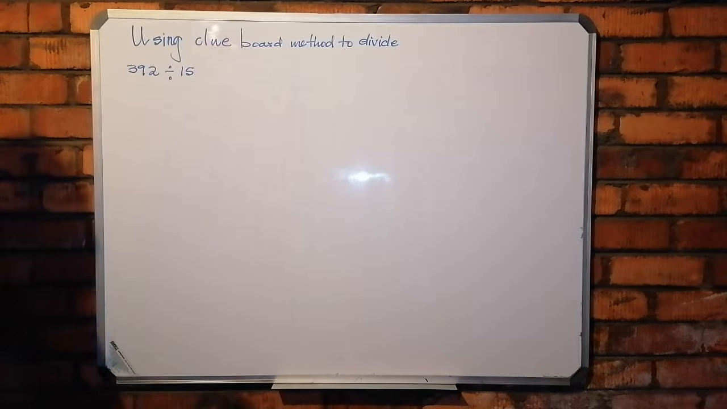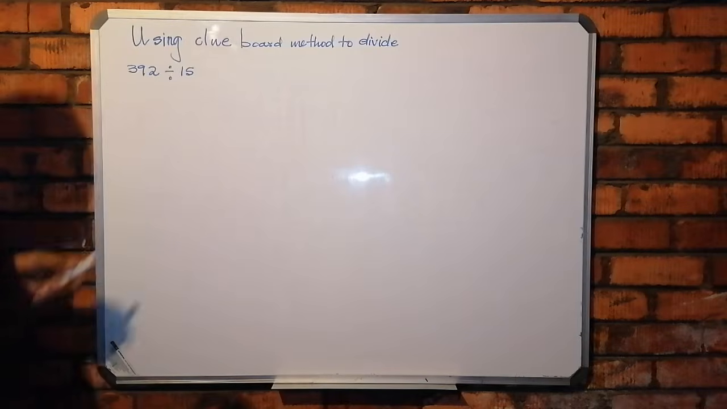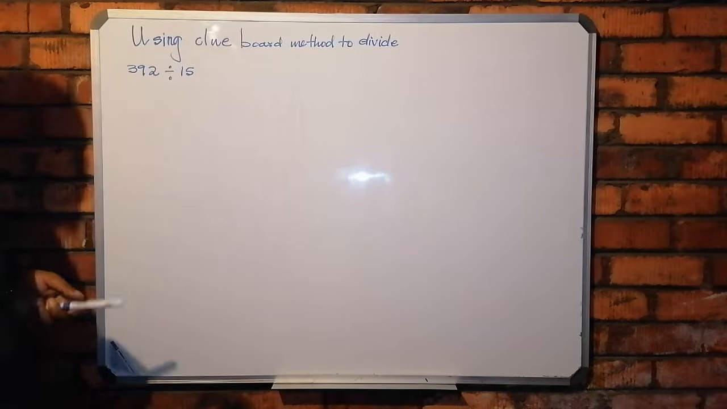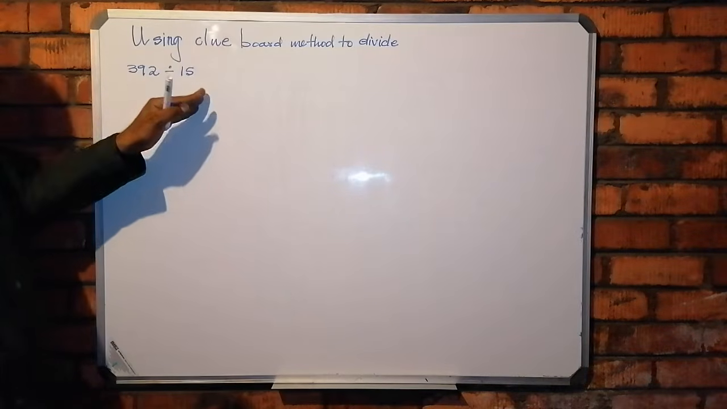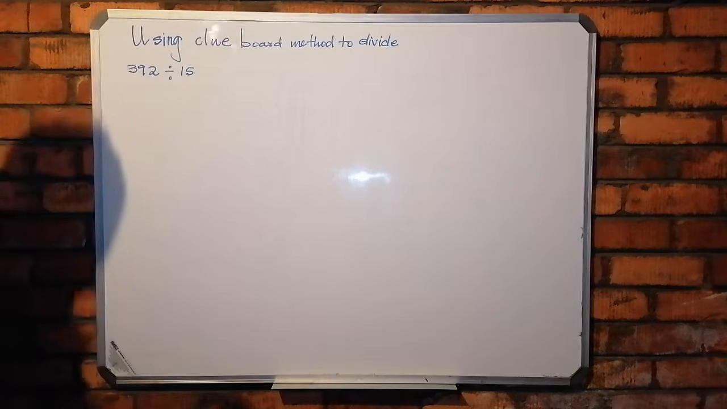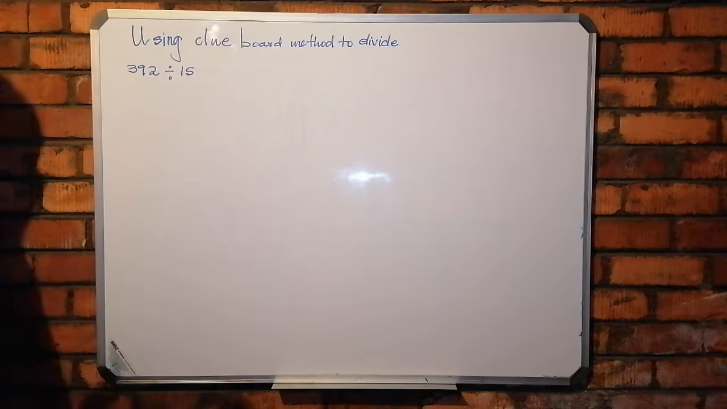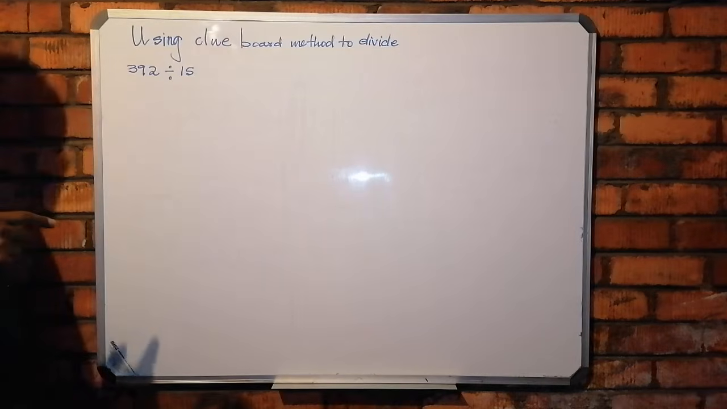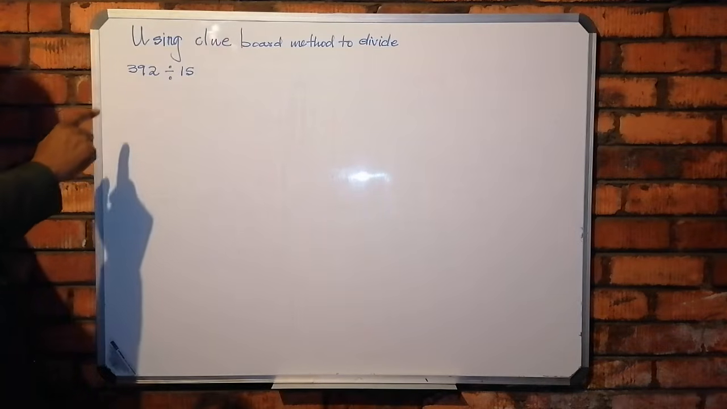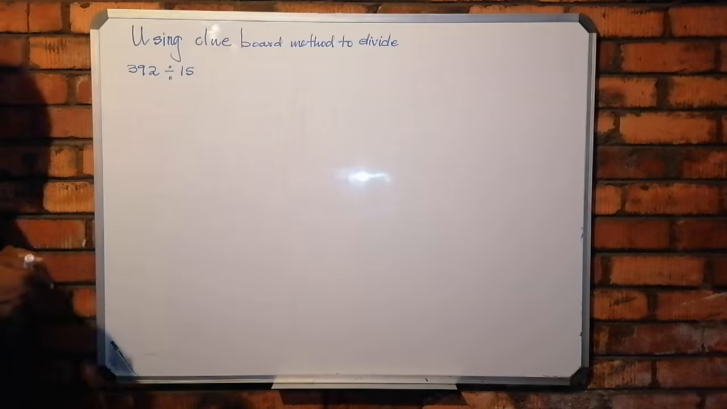I want to explain the question that you sent earlier on using a clue board to divide. Now, when you divide 392 by 15 using a clue board, what you want first are the numbers that you multiply by 15, which are getting very close to 392.